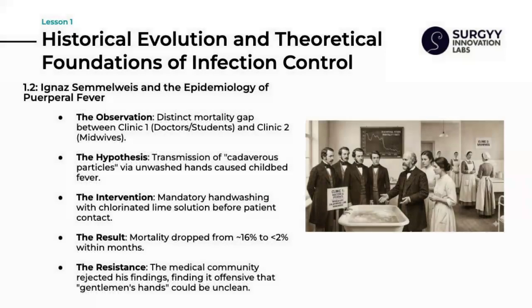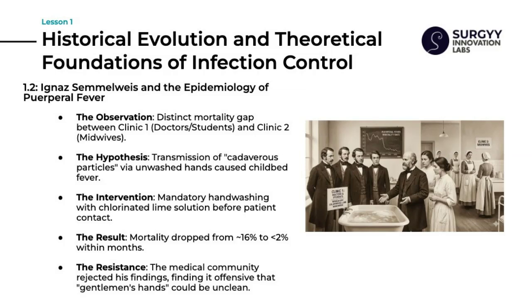Lesson 1.2 focuses on Ignaz Semmelweis and the epidemiology of puerperal fever. The observation made by Semmelweis was a distinct mortality gap between Clinic 1, staffed by doctors and students, and Clinic 2, staffed by midwives. The hypothesis he formed was that the transmission of cadaverous particles via unwashed hands from the autopsy room caused childbed fever.